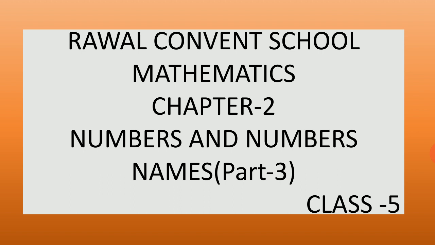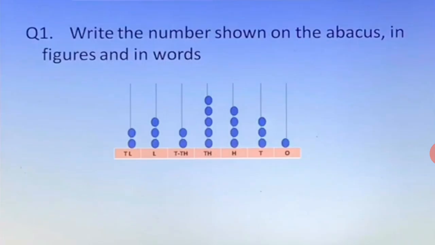Today we will discuss chapter 2, numbers and number names, part 3, for class 5. So let's begin with this chapter. In this chapter we will do some questions. Our first question is: write the number shown on the abacus in figures and words. So we have to do two things here. First, we have to write the number in figures, and second, we have to write the number in words.